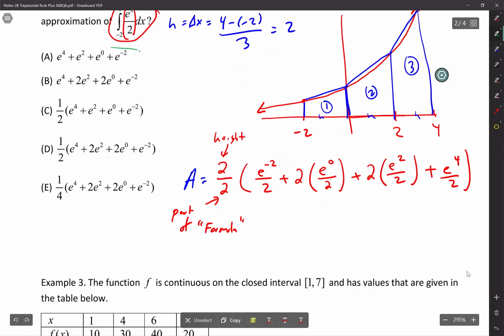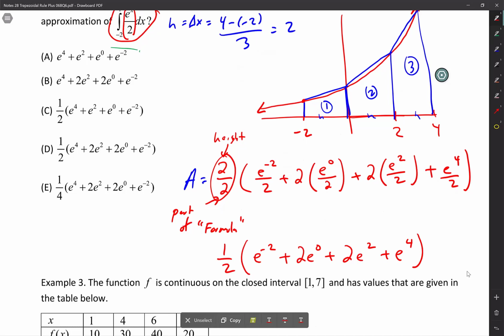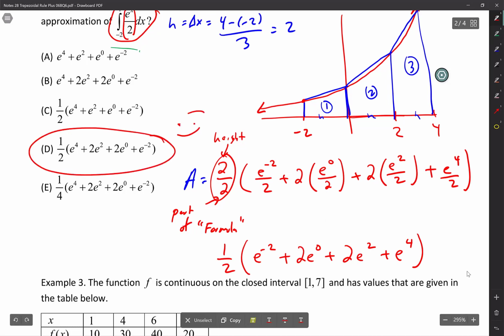So here I am factoring out the halves. 2 divided by 2 is 1, so that goes away. Here it is. I put a half, and if I factor that out, I'm going to have e to the -2 plus 2 e to the 0 plus 2 e squared plus e to the 4th. And now that's what I'm going to look for, guys. So there we go. Ooh, that was tough, but we can do this, guys.